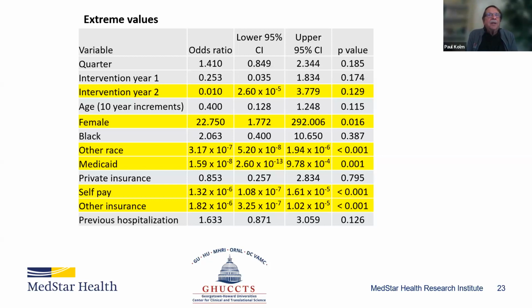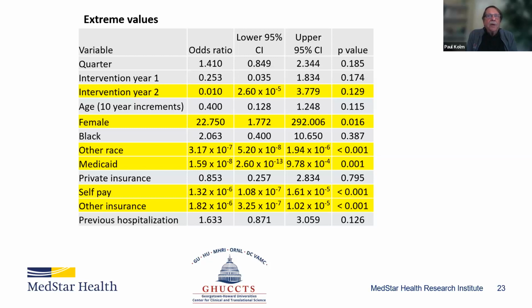And you see that the lower bound of the 95% confidence interval is getting close to 0. When you see something like that, the same is true with the other race, and with Medicaid compared to private insurance and self-pay, you see that the odds ratios are virtually 0, as are the confidence intervals.